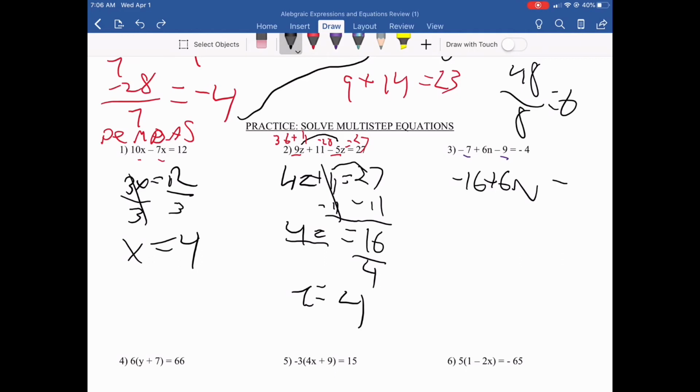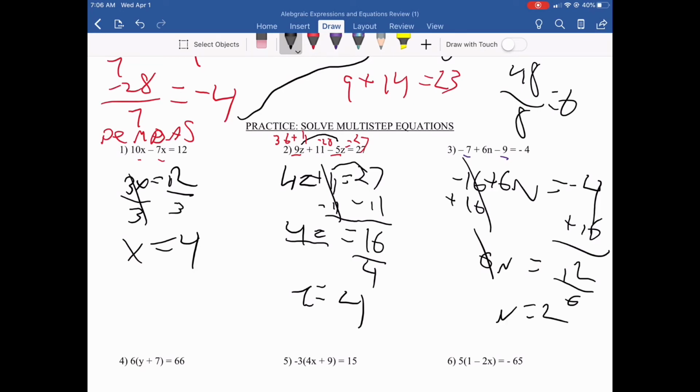Now, n equals negative 4, so this becomes positive 16. Cross out plus 16, which leaves 12. So we have 6n equals 12. Divide both sides by 6. n equals 2. Put it back in the equation.